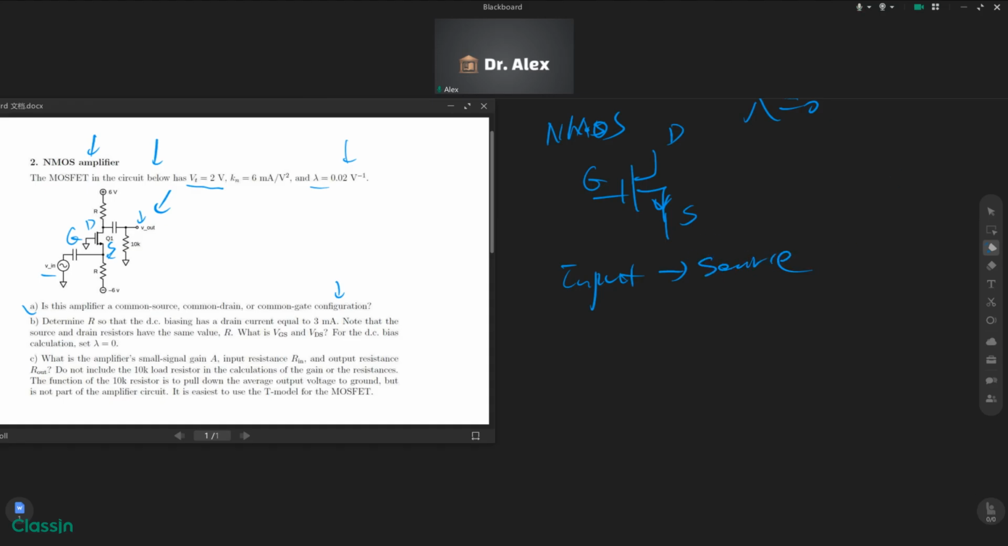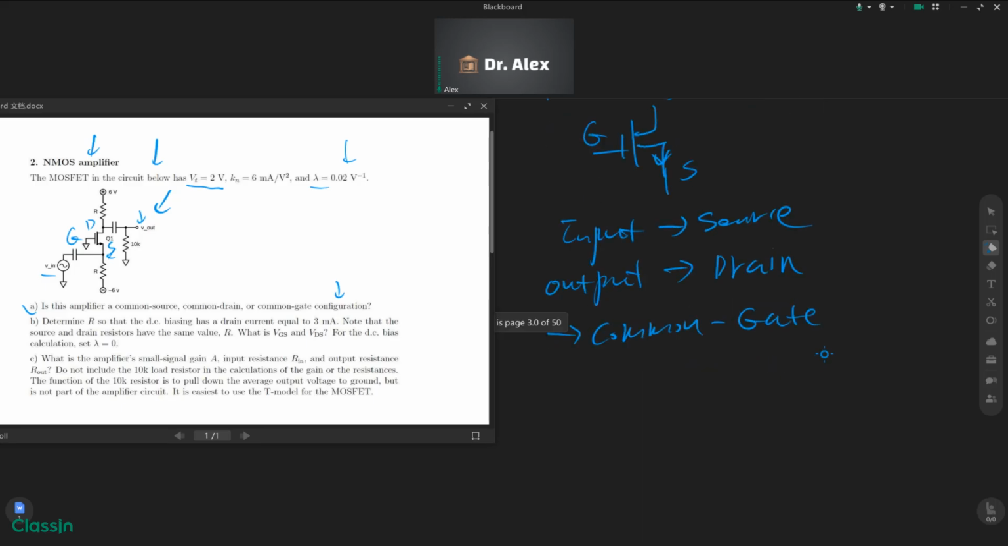And the output is from the drain. So the configuration for this amplifier is common gate. This is the convention for the amplifier, even for the BJT, which is the bipolar transistor. Yeah, you know it.